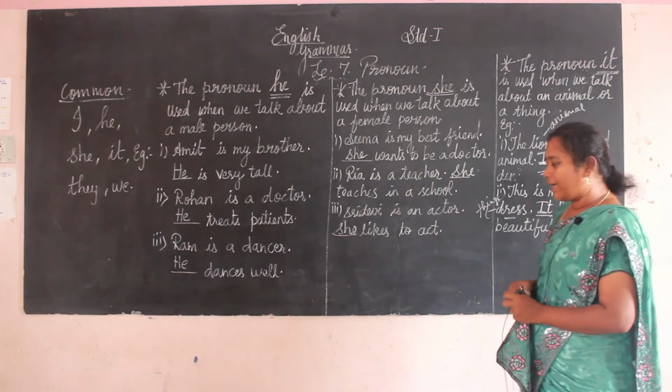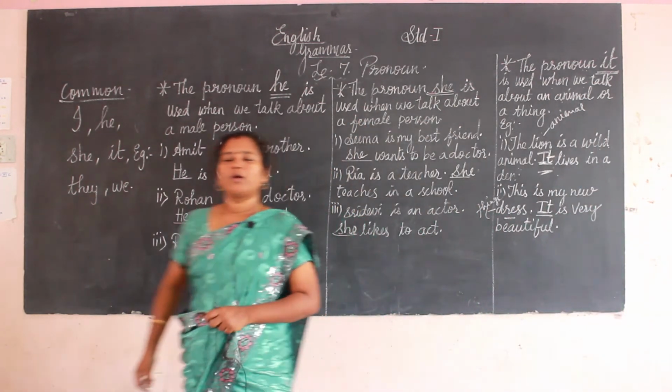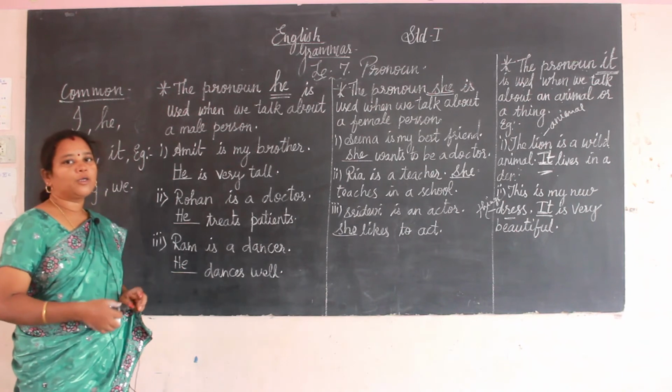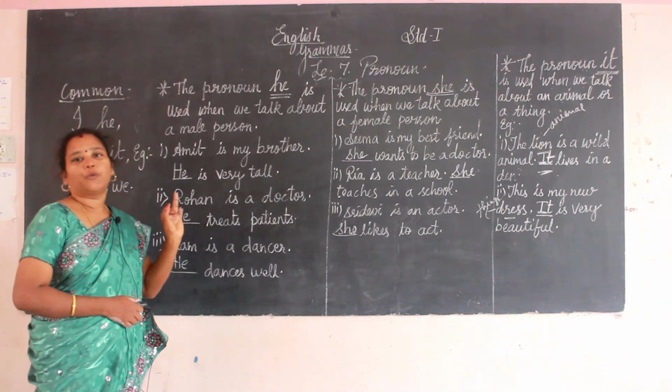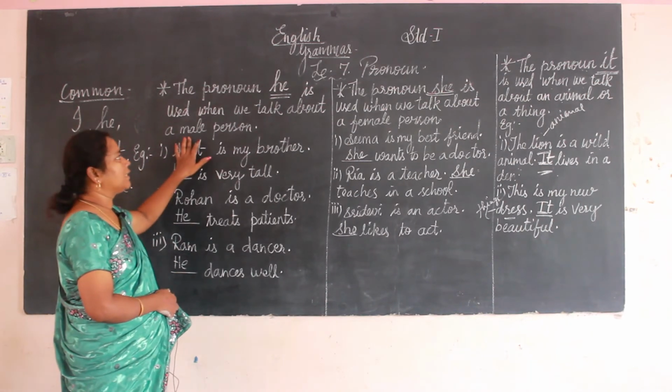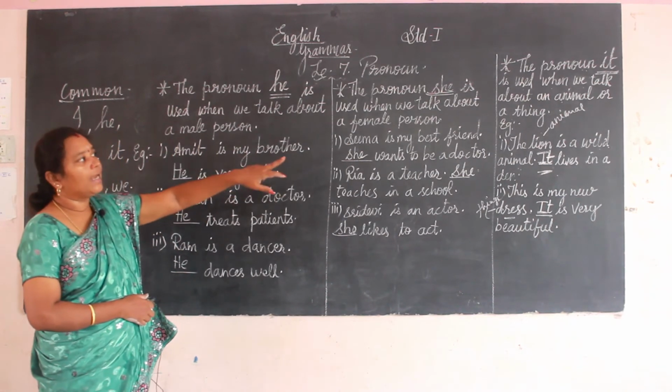So again I am repeating the same for you. First we have studied the word to put for I, and second we have studied the word to put for you. Here we have seen he, she and it.